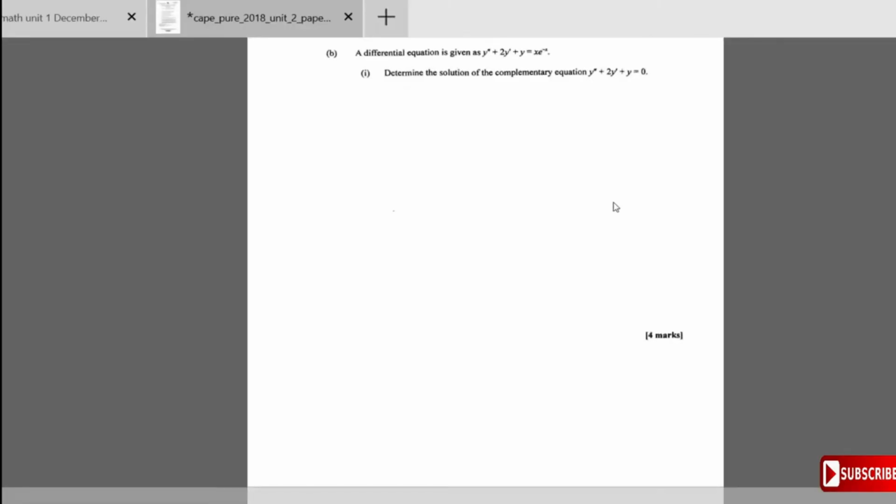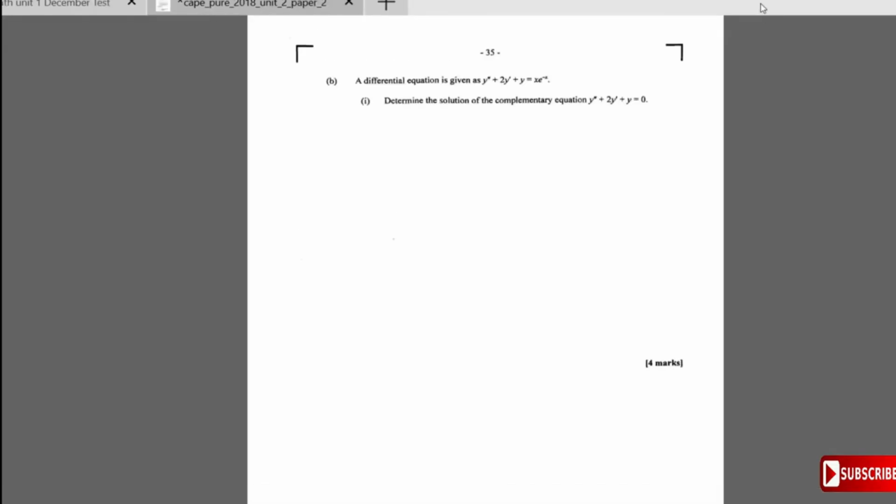Part B says, a differential equation is given by y double prime plus 2y prime plus y equal x e to the minus x. Determine the solution of the complementary function. So for the complementary function of this equation, we replace y double prime with u squared. So we have u squared plus 2u plus 1 equals 0. Now this is known as the auxiliary equation. So we solve the auxiliary equation for the complementary function.